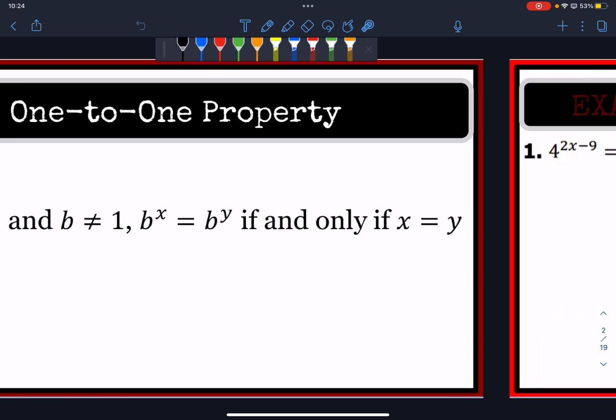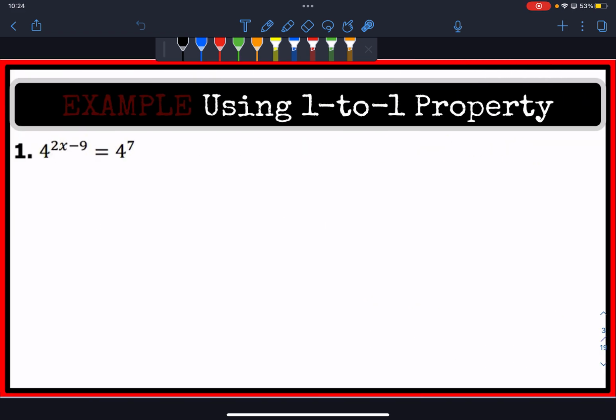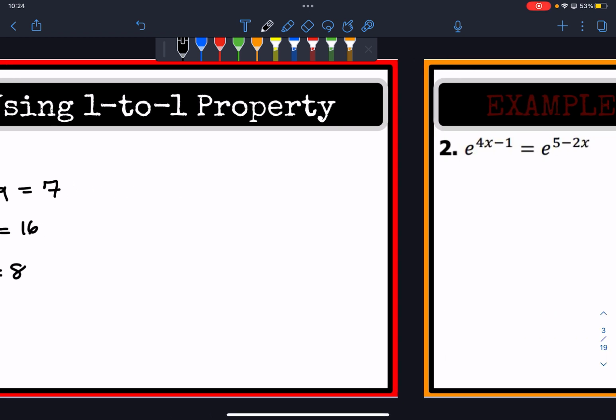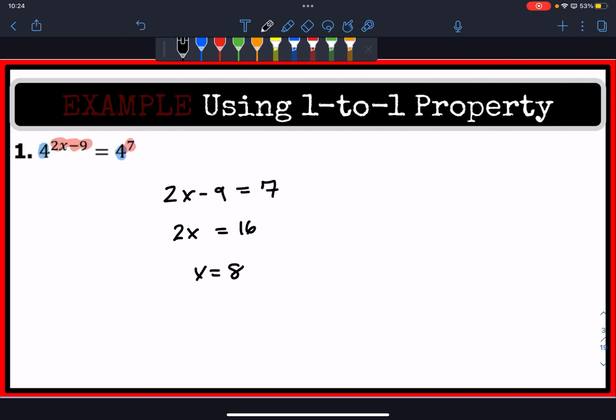So for example, if I have 4 to the 2x minus 9 equals 4 to the 7th power, because the bases are the same, notice their bases are both 4, that means the exponents have to be the same. Therefore we end up with 2x minus 9 equals 7. To solve this equation, we add 9 to both sides, divide by 2, and we end up with x equals 8. And that's your solution to your equation.